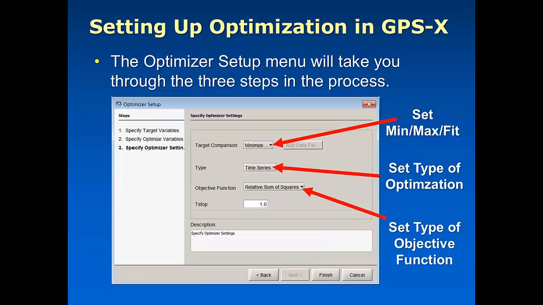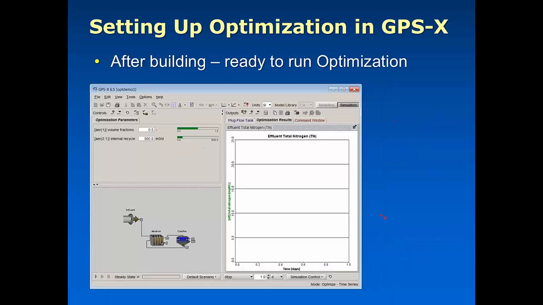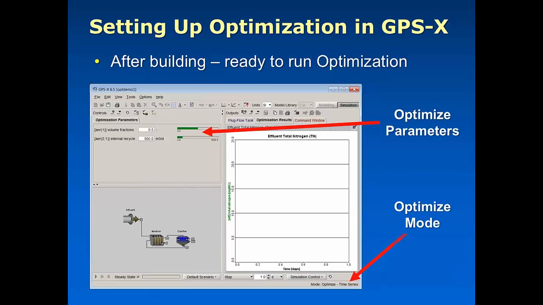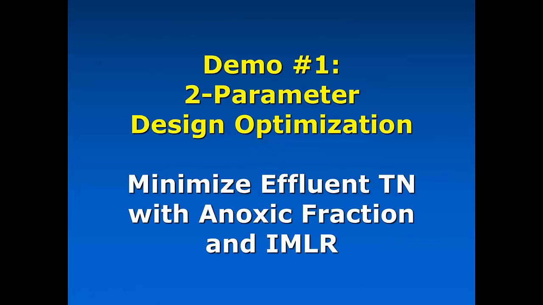And also the objective function itself. You can define different types of objective functions. But for the most part, everything I'm talking about today will work with the relative sum of squares, no problem. And then once that's done, it will build the model, flip it over for you to simulation mode, and you'll note that it will put up all of the optimized parameters that you have specified, and it will also turn on optimize mode down here in the corner. And then you're ready to go. You can hit start and it will run. So that's what I'm going to do.